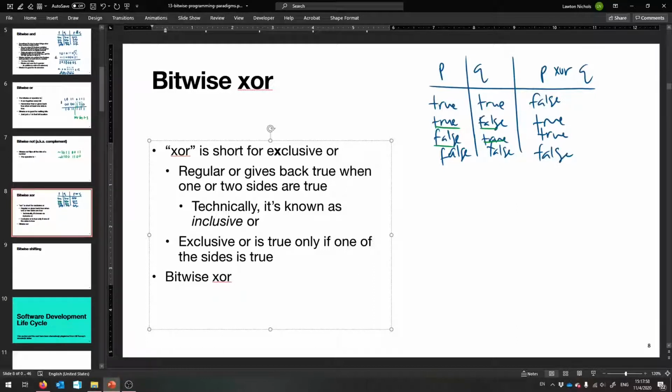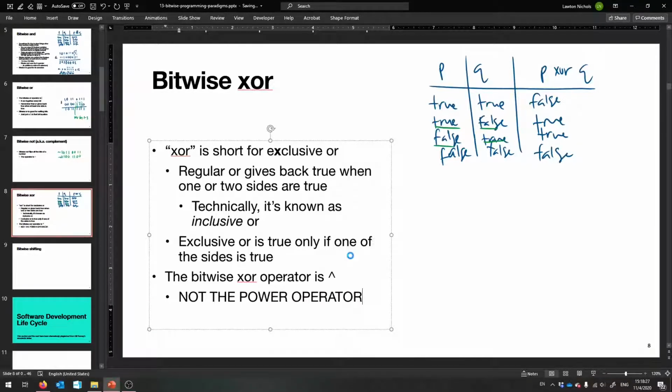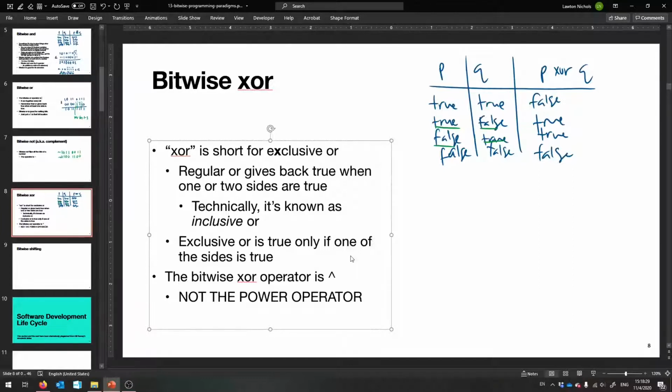The bitwise XOR operator is the caret. And this is why starting programmers get messed up sometimes. They think that this is to the power of. And I think maybe a long time ago I told you that, oh no, that is not what that is. And this is why. It was all along the exclusive OR operator.